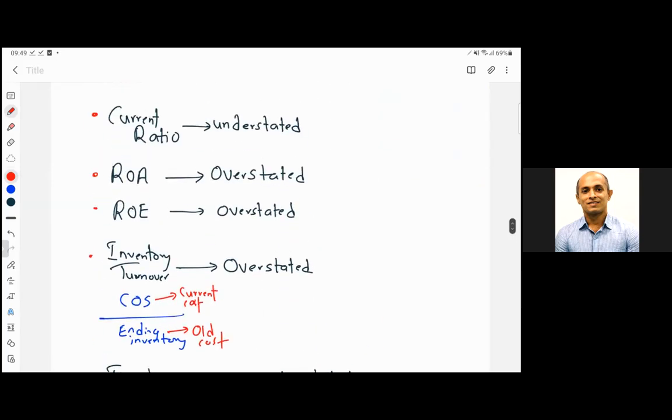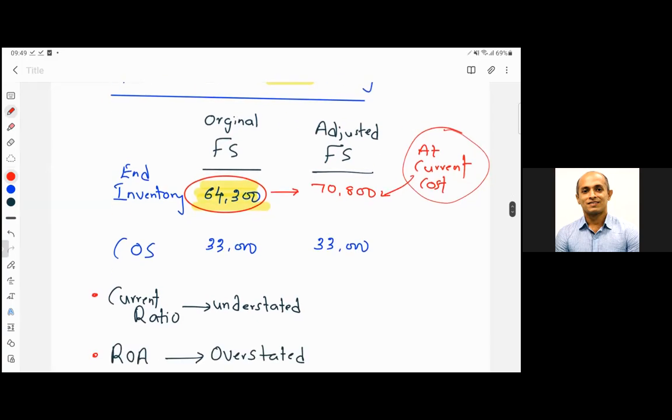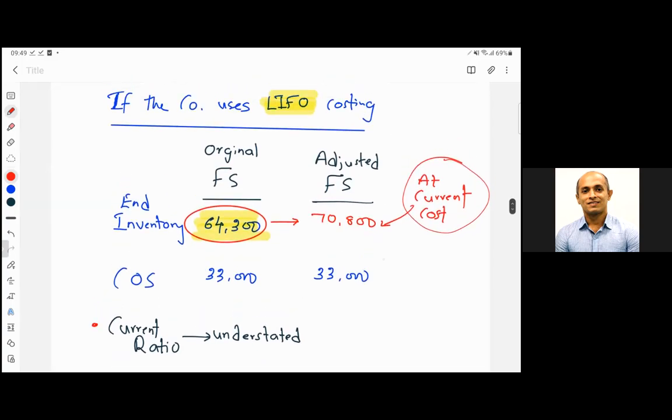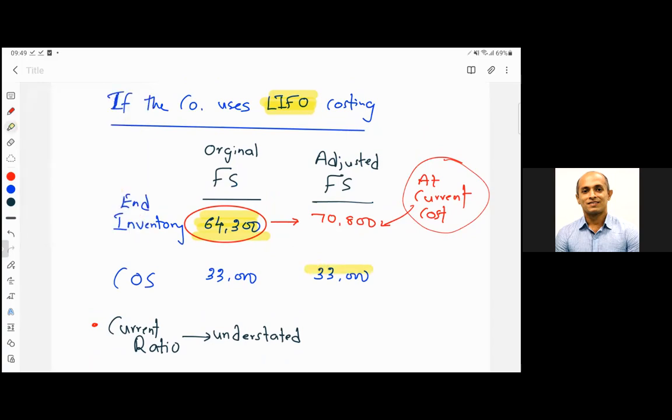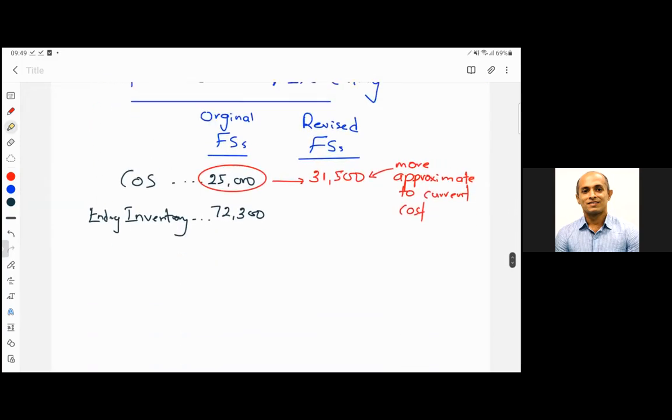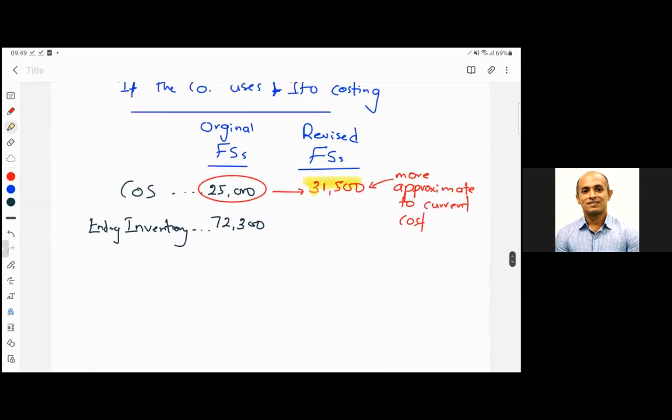You see the current cost of sales from the LIFO method, 33,000. After adjustment, we got 31,500. So that's more approximate to the current cost.